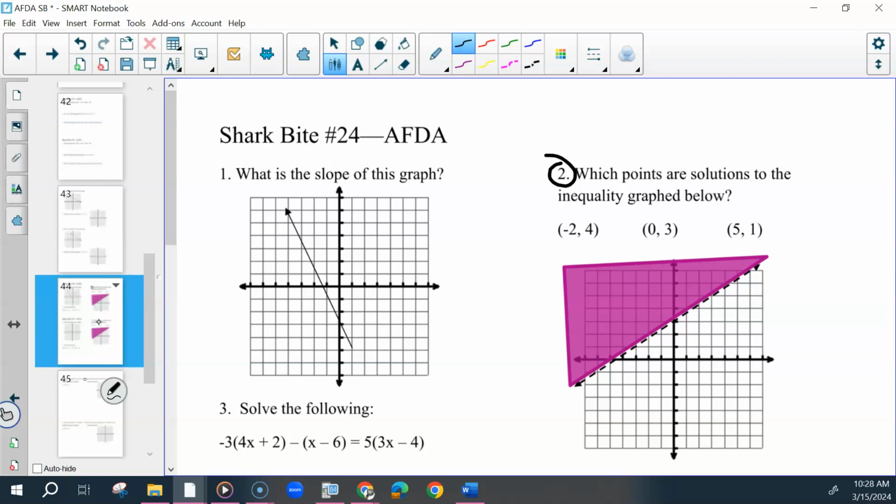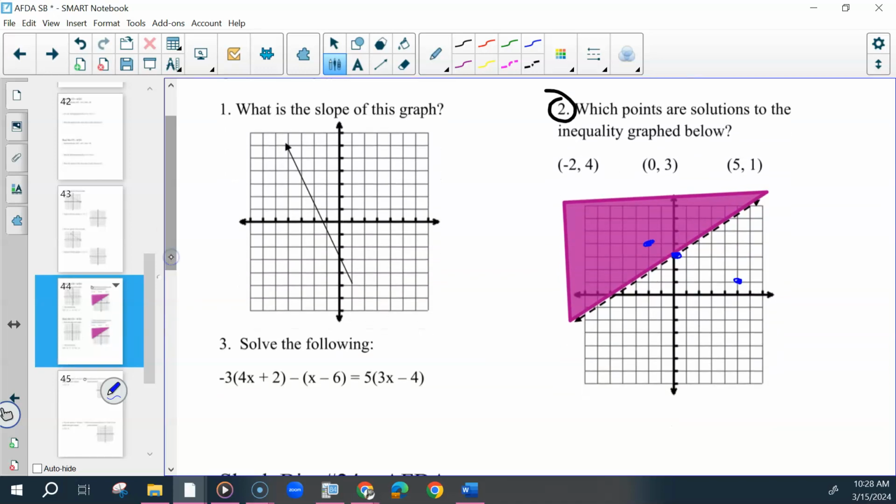Okay, number 2, which points are solutions to the inequality graph below? So if you were to plot these points, 0, 3, negative 2, 4, and 5, 1. The only one that falls in the shaded area is this one. This one falls on the line and it's dashed, so that would not work. So that is the only one that is a solution. Questions on that?